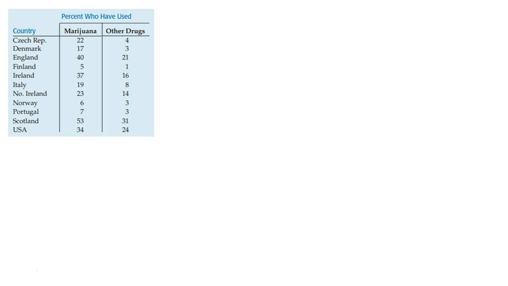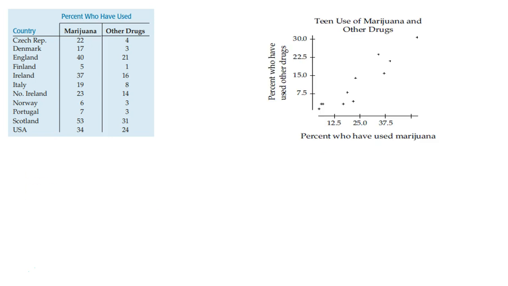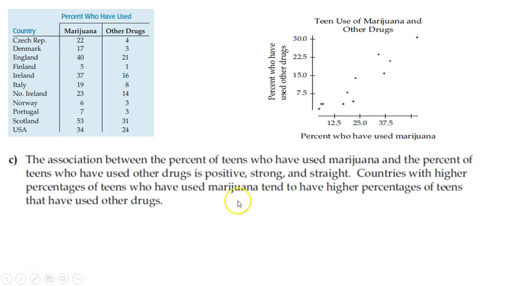And a correlation of 0.934, it's appearing like it's pretty linear. It's appearing like a pretty good association, but the association between the percent of teens who have used marijuana and the percent of teens who have used other drugs, it's pretty positive, and it does appear to be pretty straight, and it does appear to be reasonably strong. Countries with a higher percentage of teens who have used marijuana tend to have a higher percent of teens that have used other drugs as well.